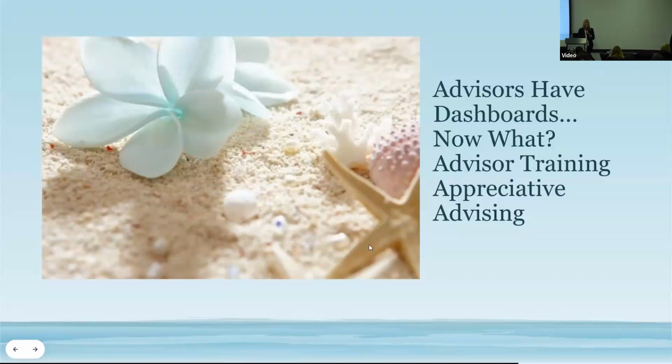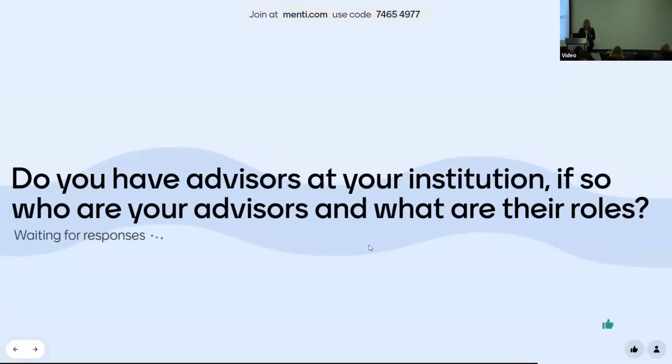So we have all these advisor dashboards, right? So now what? Are we just going to tell our advisors, look in, call your at-risk students? No, we use something called appreciative advising. And just another question for you: do you have advisors at your institution? If so, who are your advisors and what are their roles?